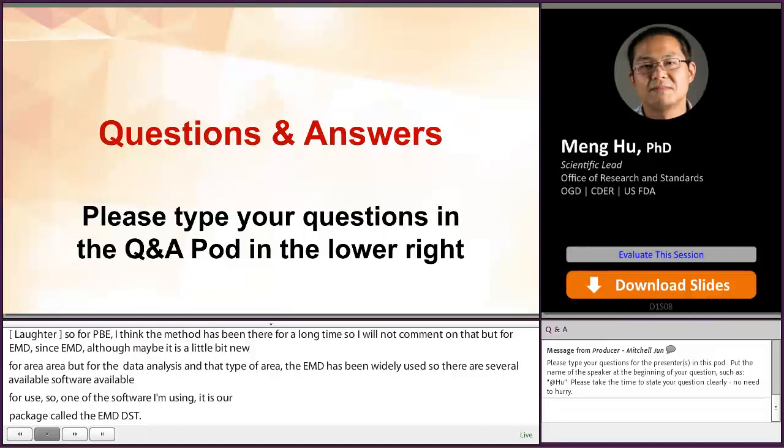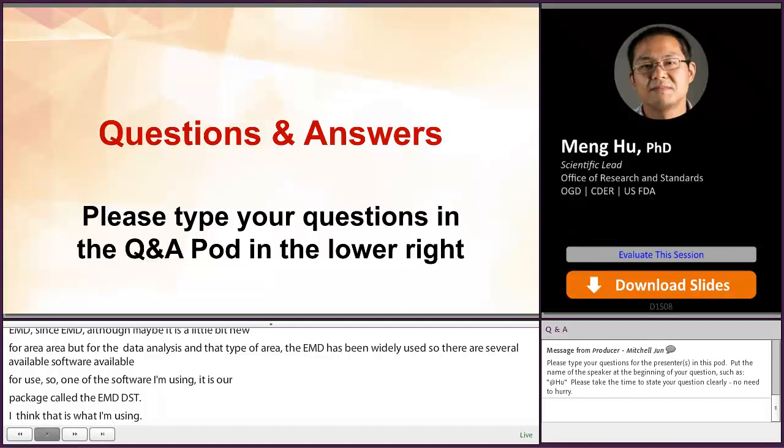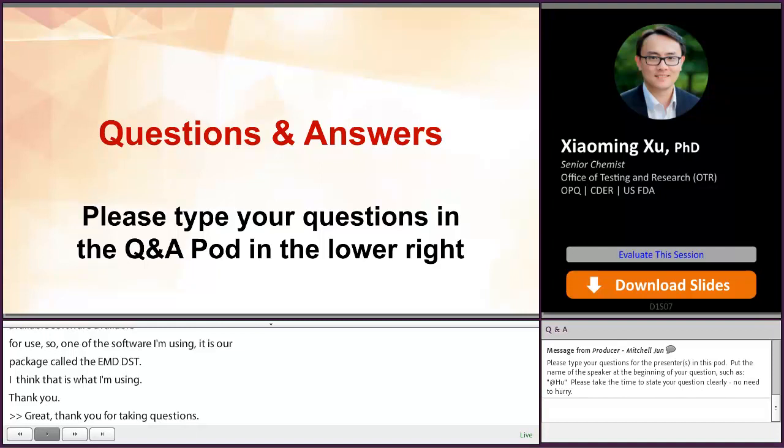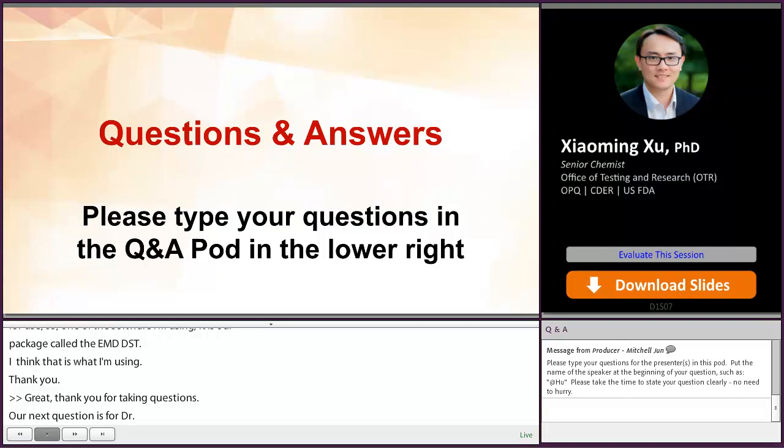For robustness evaluation, you mentioned serial dilution to show method sensitivity. Is that for a specific method, or is that a general expectation? What about laser diffraction, where you typically don't pre-dilute the sample? Do we still need to do serial dilution studies?